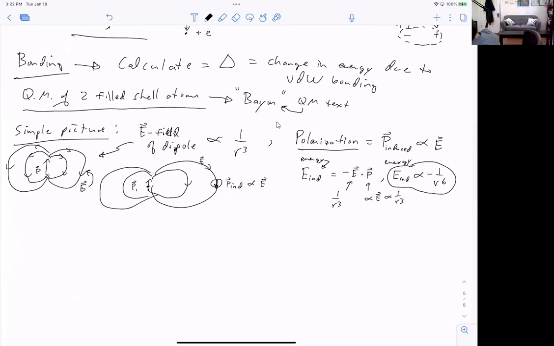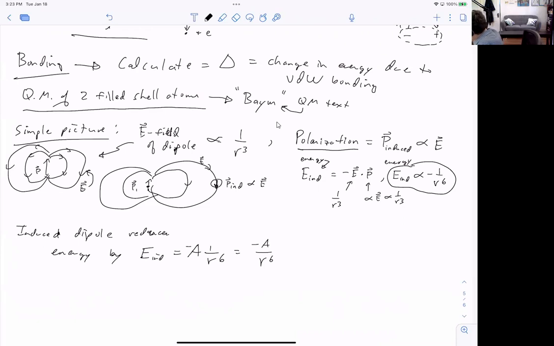So the induced dipole reduces the energy of the system by E induced equals some constant times 1 over r to the 6th. I'll put a negative sign there. So it's negative A over r to the 6th.